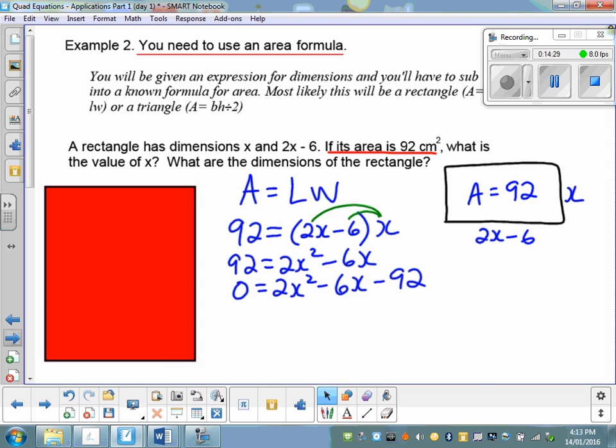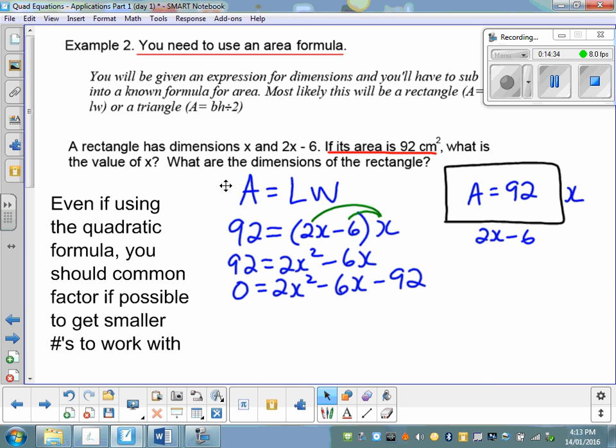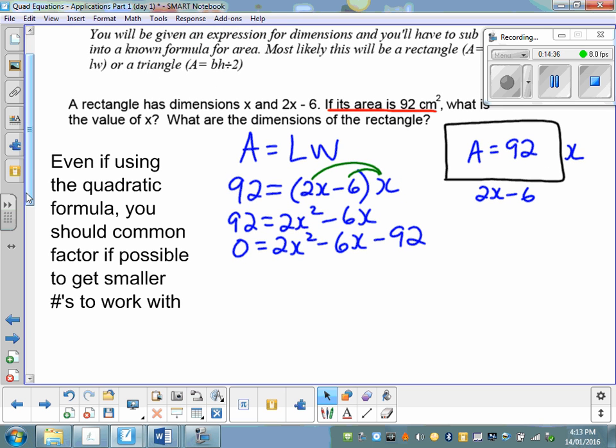Now, just a pointer to give you here. Even if you plan on using the quadratic formula, you should common factor if possible to get smaller numbers to work with. So in this case, we don't know whether it's factorable in the end, but we do see that every term has a 2 in it. So I'm actually going to factor the 2 out. So that's going to be x squared minus 3x, and what's that going to be? Minus 46 on the end.